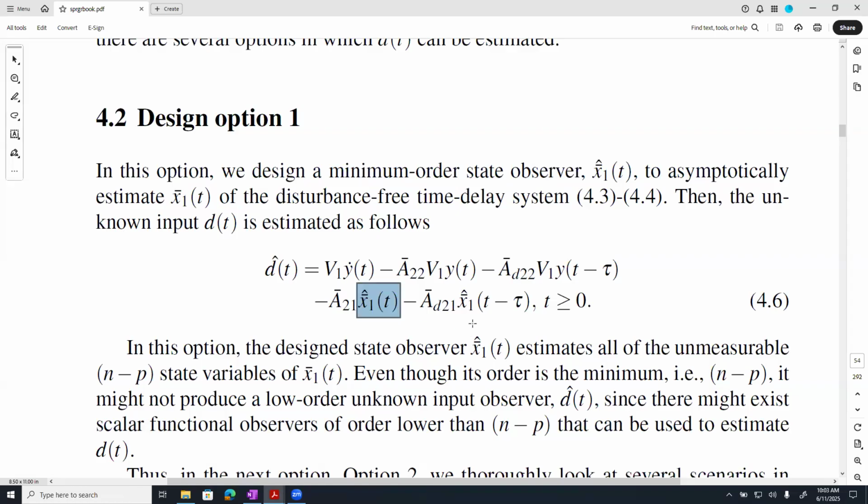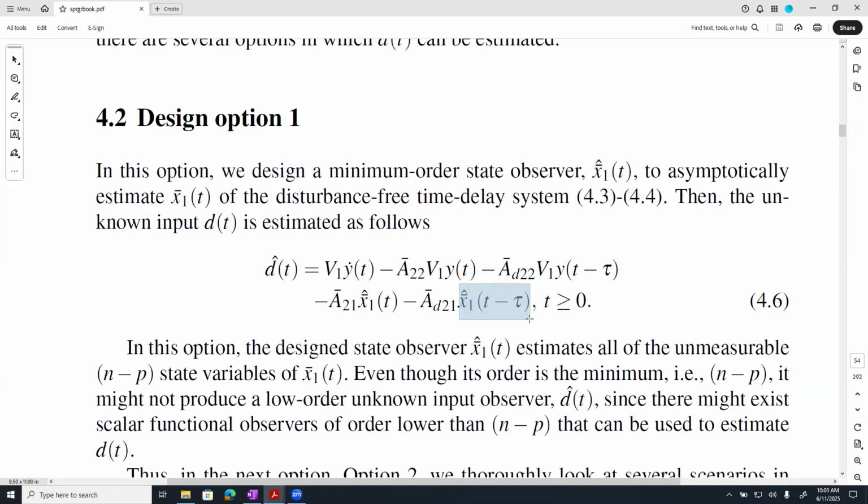And then what happens there is we're going to delay this estimation of x bar 1 of t by tau. So this is the important bit. We're going to delay it by tau.